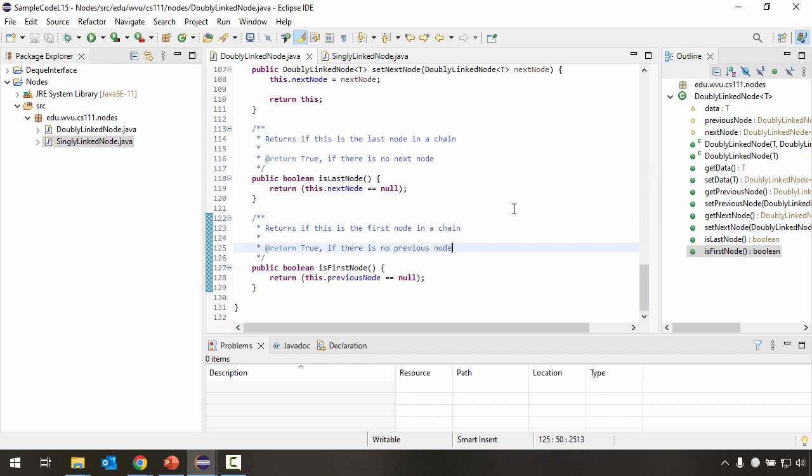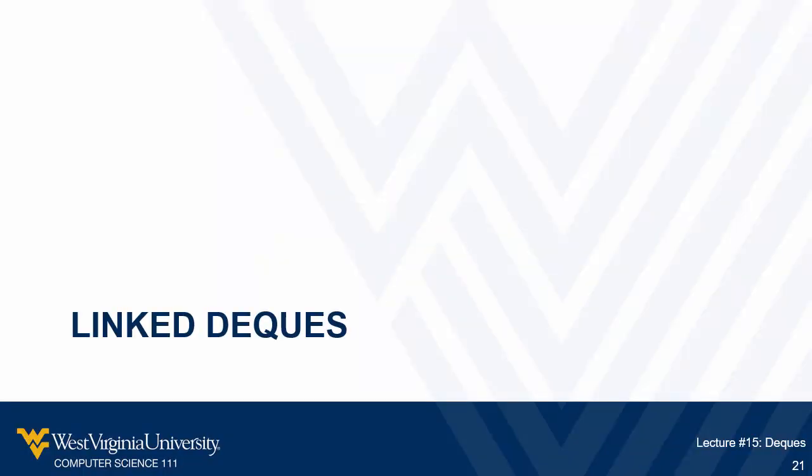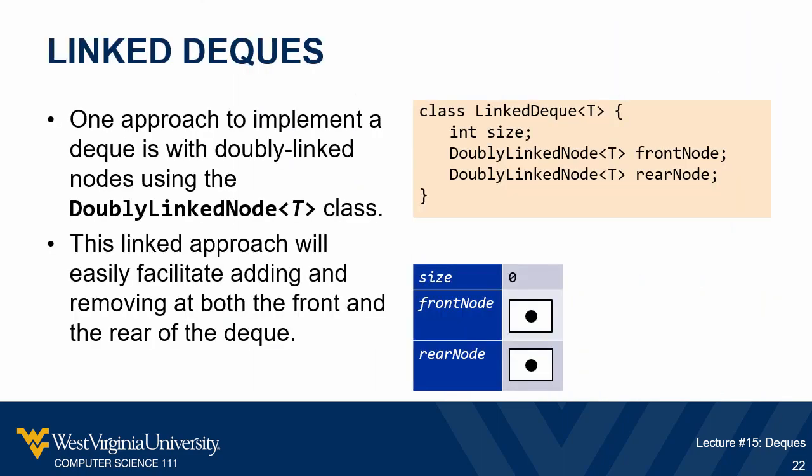And that finishes up our doubly linked node class. Now that we have our doubly linked node class created, let's see how we can put it to use to implement a linked version of a deck.